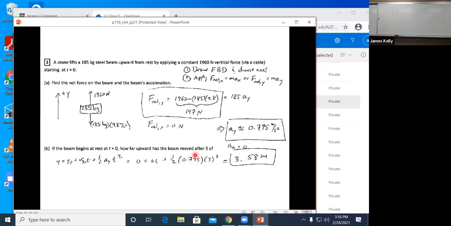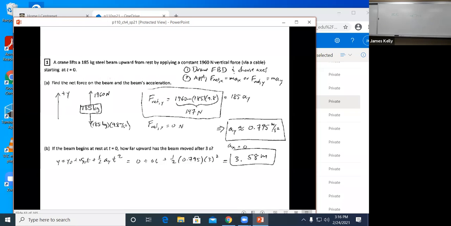We know the acceleration y component that goes in there is positive, so I put plus 0.795. Don't be fooled and put 9.8. It's not in free fall, right? There's the crane pulling it up. And then the time since initial is 3 seconds. And you calculate that, you get 3.58 meters.